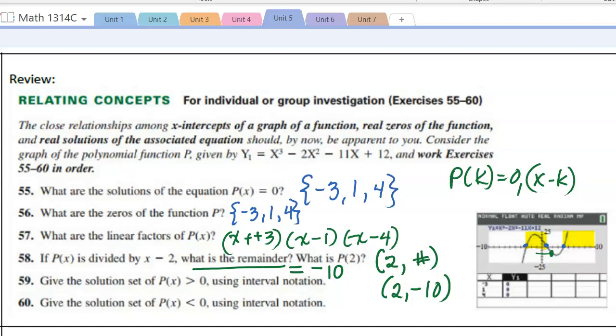For the inequality question, for p of x is less than 0, this means we need to find the x values for when the graph is below the x-axis. We find that to be the intervals of -infinity to -3, and again from 1 to 4.